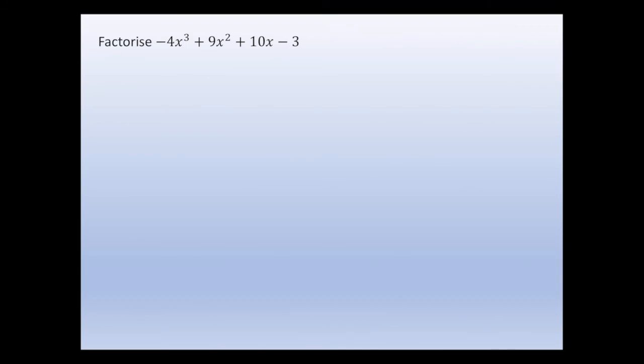Now, the next one, again, I'm not going to say anything. I would like you to try it first. The only slight difference is there's a minus 4 in front of the x cubed. Still doesn't really matter. You still should find the factor. In this case, it happens that f of minus 1 is actually a factor. So let's try this.